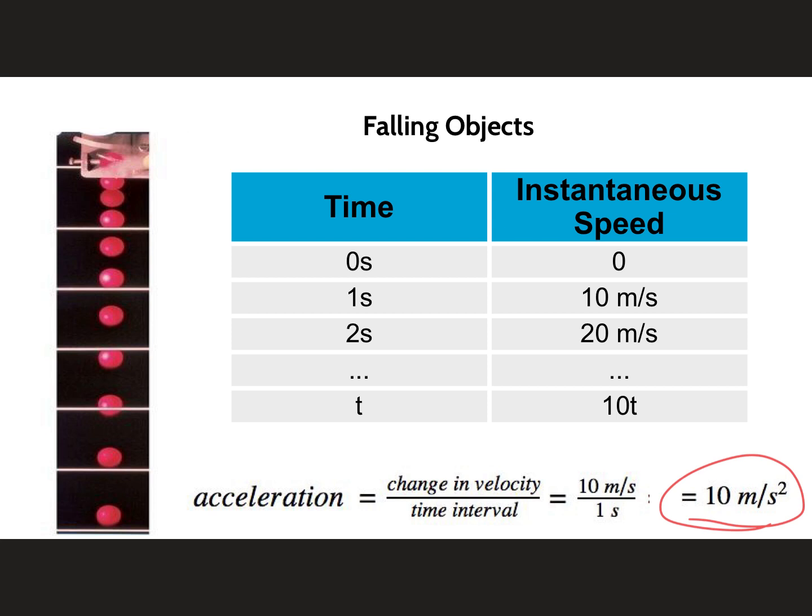How would we look at that over here? So we start at 0. At 1 second, you're going 10 meters per second. At 2 seconds, you'd be going 20 meters per second. 3 would be 30, 4 would be 40. So basically, however long it's in the air, 10 times that is how fast it's going. Remember, acceleration is the change in velocity over the time interval, and the acceleration due to gravity is 10 meters per second squared.